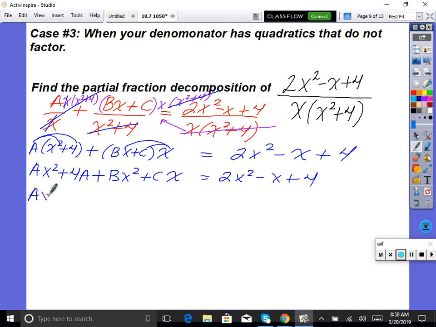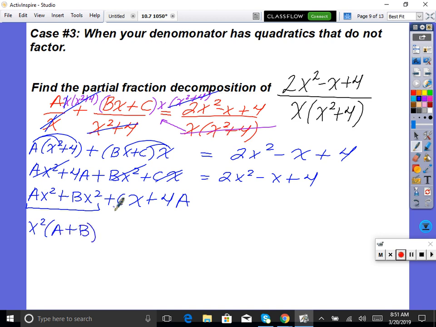Reorder it, just like before. Nothing's changed now, nothing is different. Factor out what's in common. Nothing's in common.